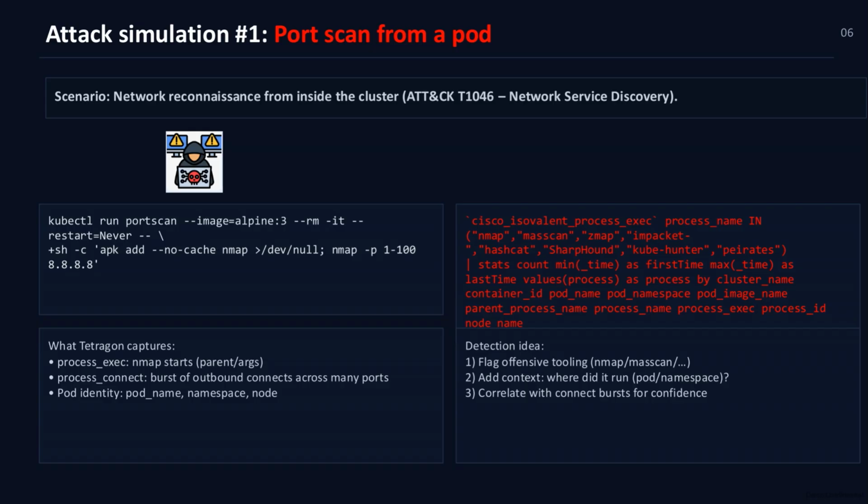We now simulate an attack scenario involving a port scan from a pod, a form of network reconnaissance. Using specific Kubernetes commands, we initiate the scan from inside the cluster. Tetragon captures process execution and connect bursts, along with pod identity details. We focus on detecting offensive tooling, contextualizing where it runs, and correlating burst connections to enhance detection confidence. These insights help us understand potential threats within the network architecture.